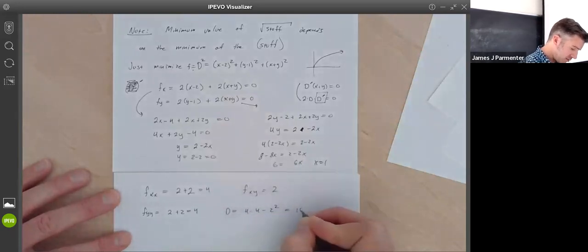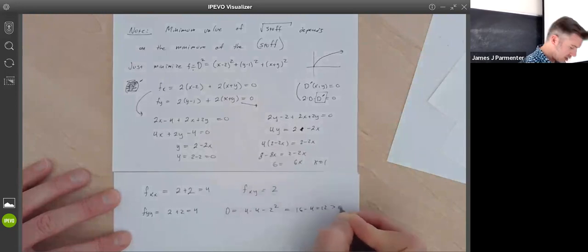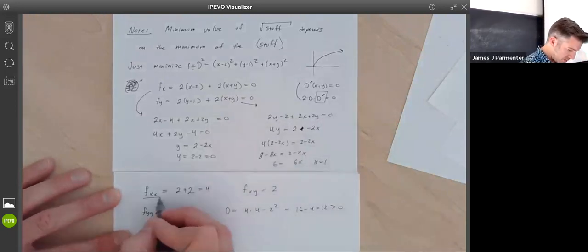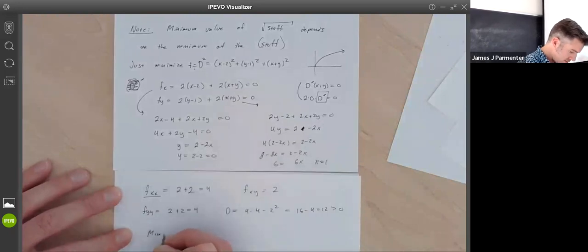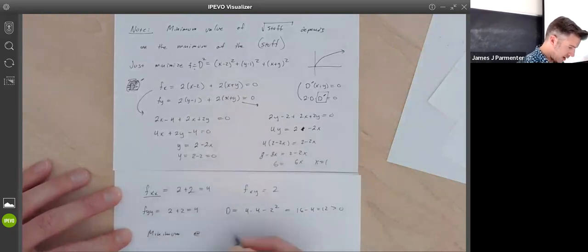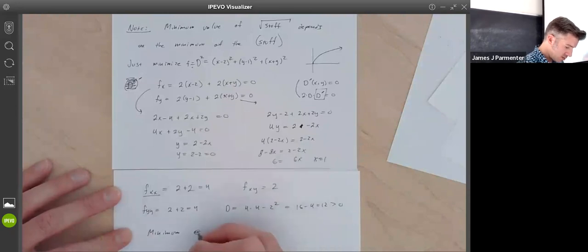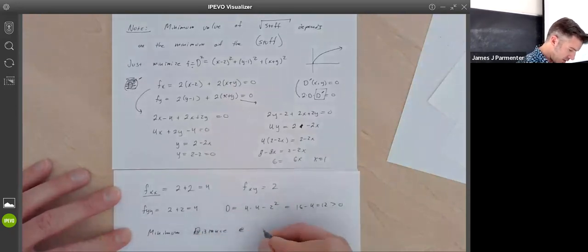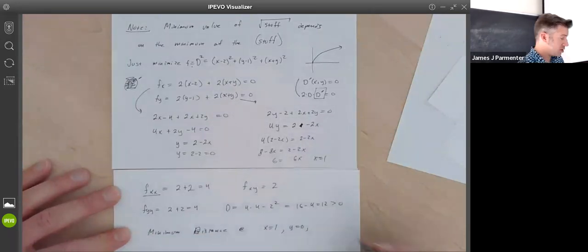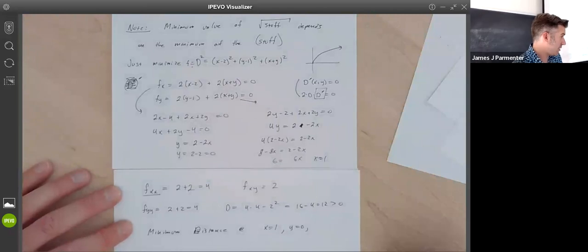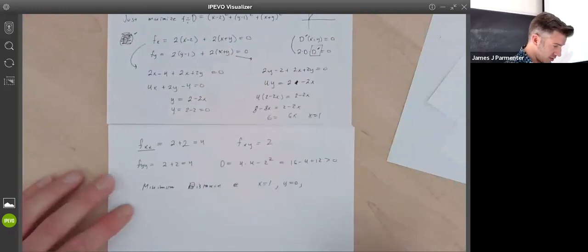12, sorry, 12. Which is positive, which means then since the second partial is also positive, we have a minimum. So we have a minimum at the point, or minimum distance, at the point x equals 1, y equals 0, and we should go back and find the z value, right? Because we actually do need to find that to answer the question.